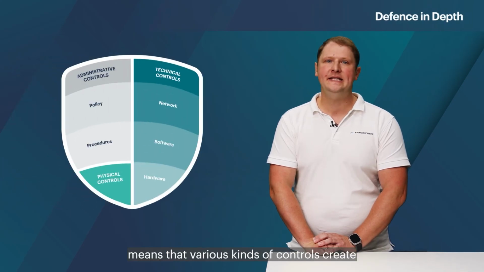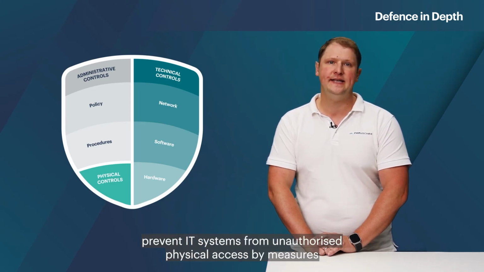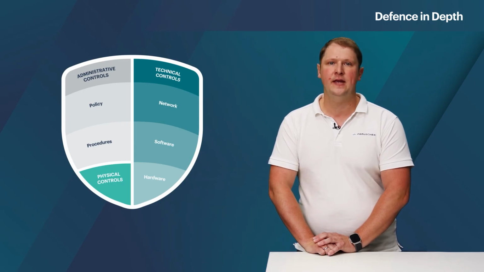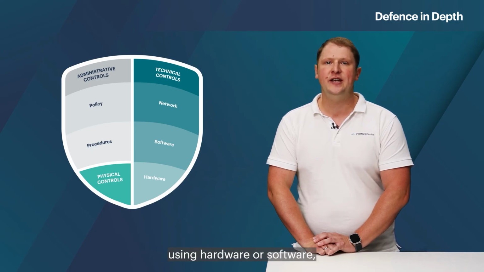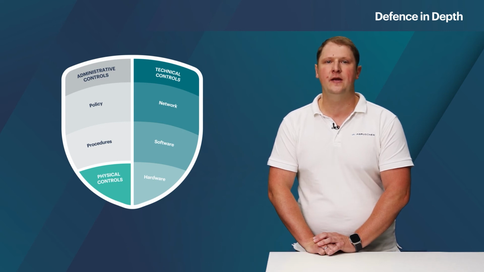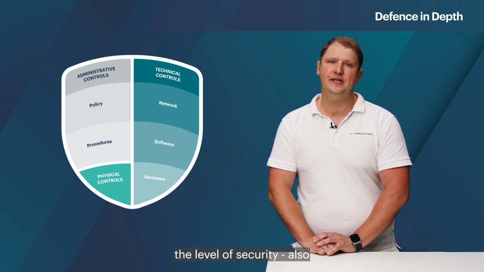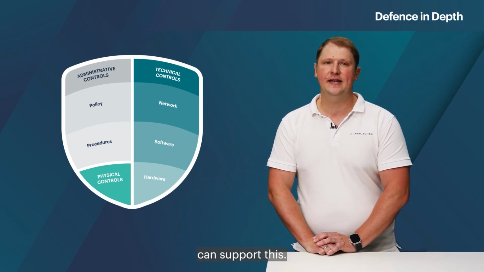Defense in depth means that various kinds of controls create a diverse cluster of security layers. Physical controls prevent IT systems from unauthorized physical access by measures such as fences or locked rooms. In comparison, technical controls protect network systems using hardware or software, like firewalls or strong user authentication. However, not only technical solutions are necessary to increase the level of security, also organizational measures like policies and procedures can support this.